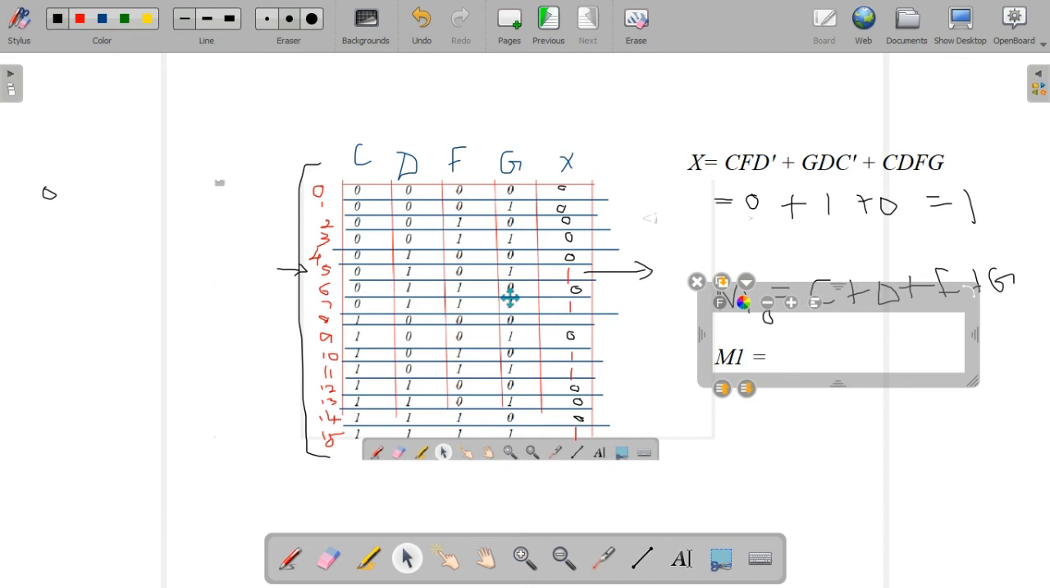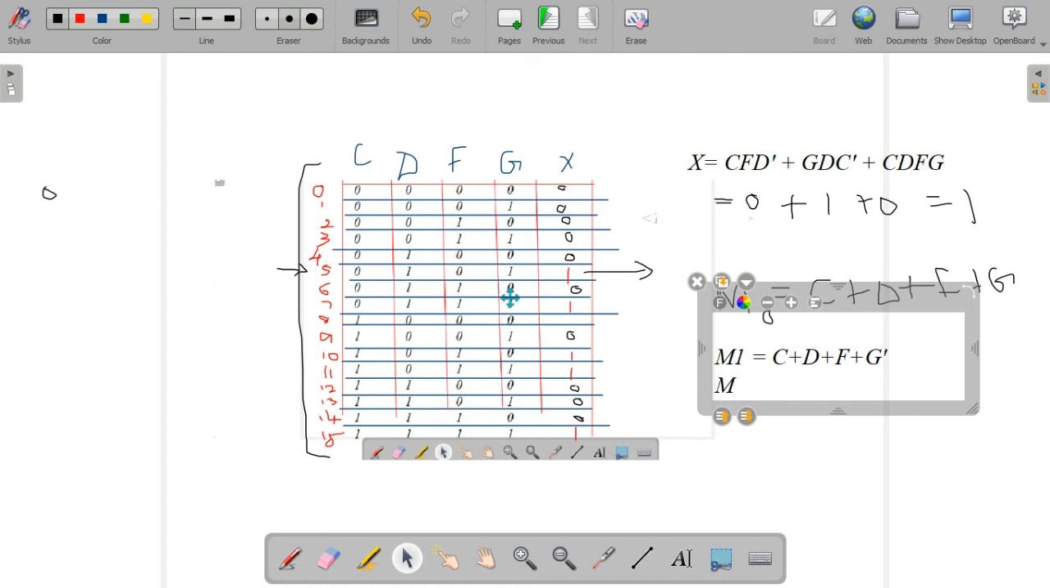M0 is okay. Next one, capital M1 equals C plus D plus F plus G dash. C is 0, D is 0, F is also 0, then G is 1, is it? Yes, G is 1, which means we have to negate it. So C plus D plus F plus G dash. That is M1. What is the next one?